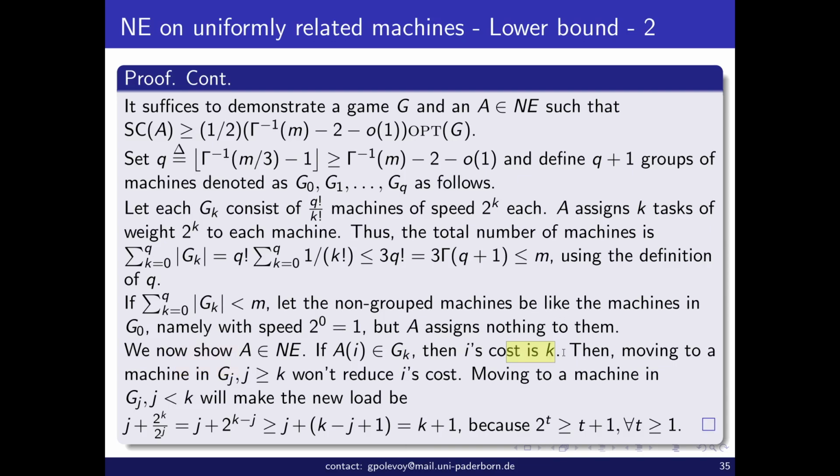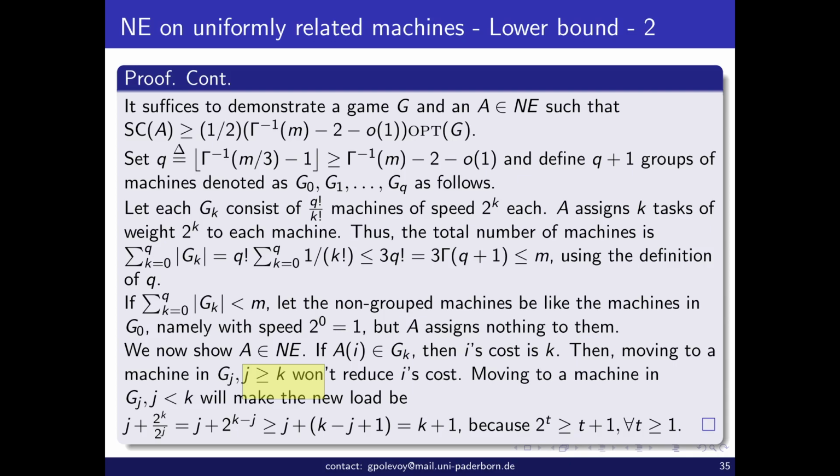We said how much it costs. It costs exactly K to run there, because there are K tasks of 2 to the K weight. So it's K times 2 to the K divided by the speed, which is 2 to the K. So it's exactly K. So how could he possibly improve? Moving to a machine G_J with some J at least K won't reduce cost, because it already has cost of at least K for everyone who is there. If you move there, in addition, you will also increase the cost. It will definitely be strictly worse.